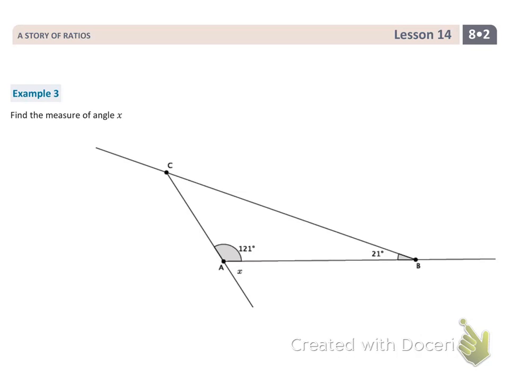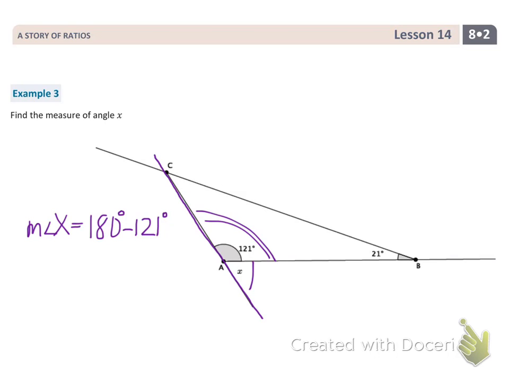Okay, so in this situation, we're not given the remote interior angles. We're given the interior angle right next to it. So here's a straight angle. So these two here must add up to 180. So the measure of angle x is going to be 180 minus 121 degrees. So the measure of angle x here is 59 degrees. All right, let's look at the next example, example 4.